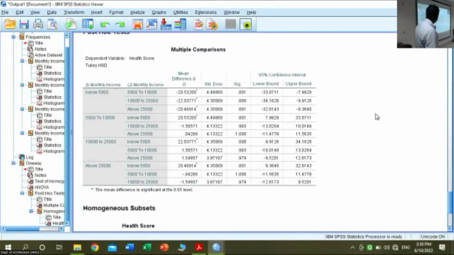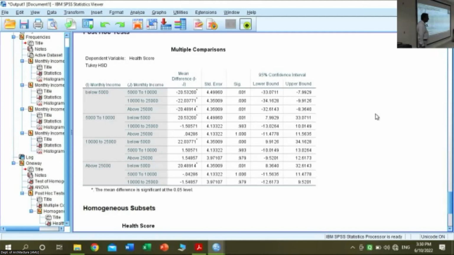Again check 5,000 to 10,000 group with above 25,000 group. So p value is 1. Again this is greater than alpha. So these two groups are again same. So there is no any significant difference between 5,000 to 10,000 group and above 25,000 group. Okay. Now on to the next group, because we not compared this group, two groups.